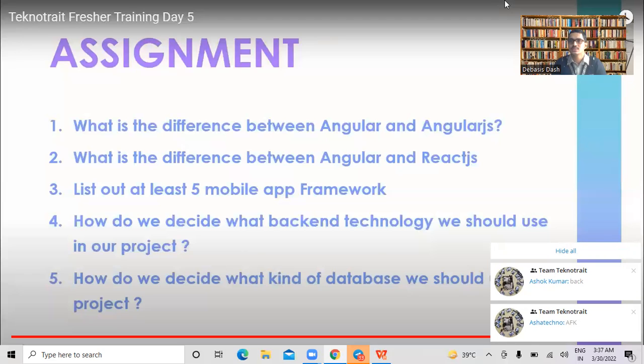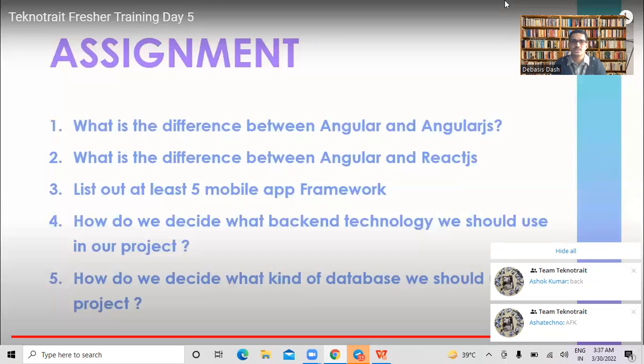Then the third point is technical expertise. So choosing the right backend technology requires a sound knowledge of frameworks, languages, servers, etc. So the choice of technology will depend upon the technical capability of the team.